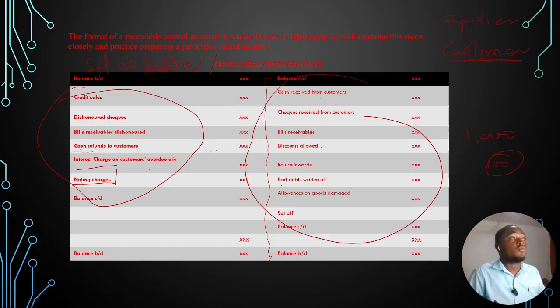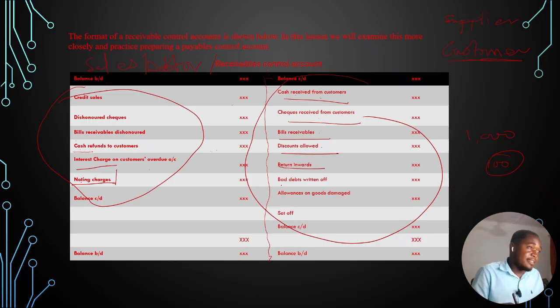Your customers are owing you. So anytime you receive cash from your customer, you must credit the receivable ledger control account. Anytime you receive a check from him, you must do what? Anytime he pays the amount, you must do what? Anytime you give a discount to the customer, you credit it. Anytime he returns the goods, you must credit their account. You must credit the receivable ledger control account in order to reduce the balance.